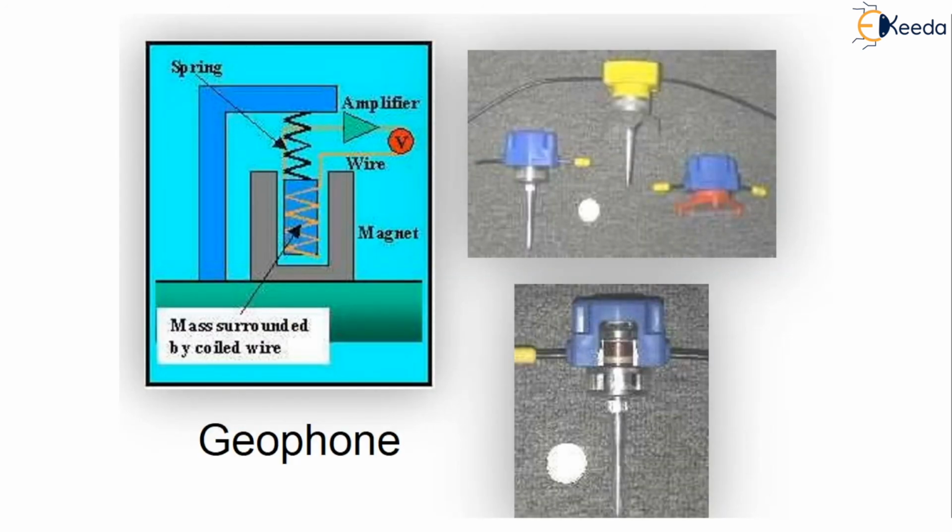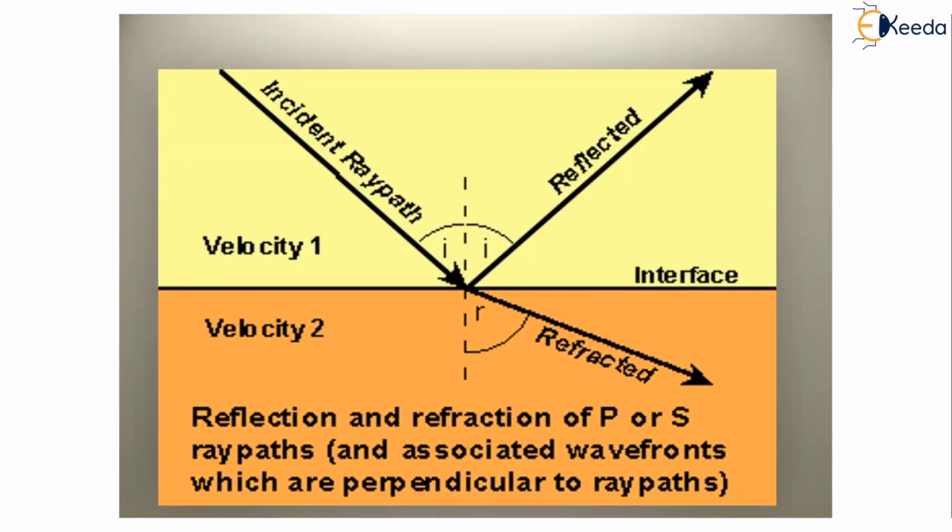See, this is a geophone, how it is used. They are placed from one place to another to capture. This is the incident ray path. This is a refractor. So reflection and refraction of P and S ray paths are also associated with the wavefronts, which are perpendicular to the ray path. This is the interface between both the rays.